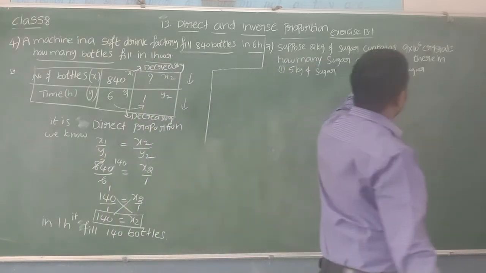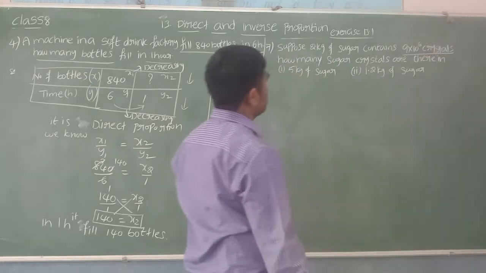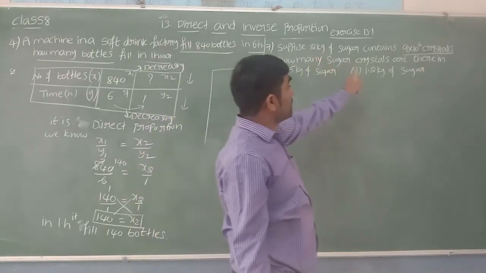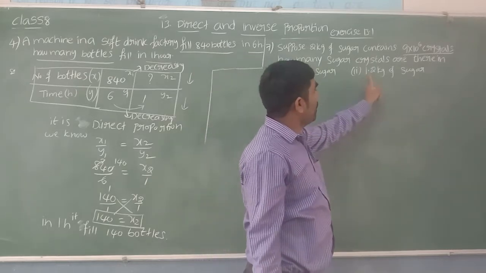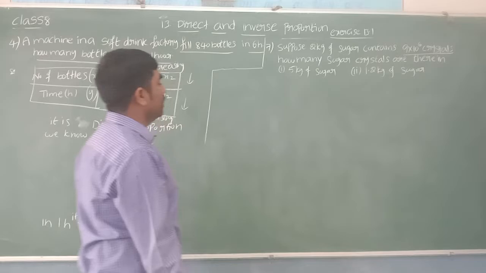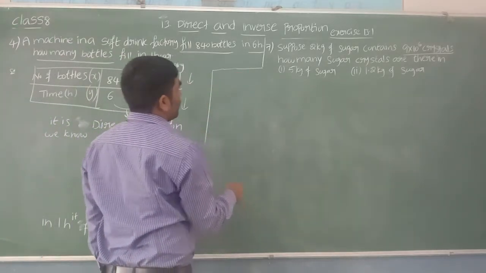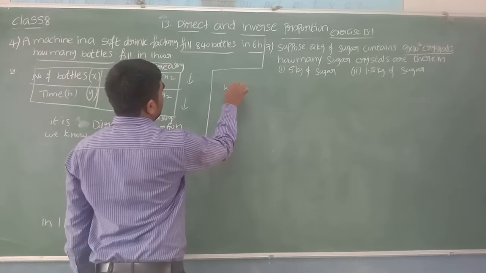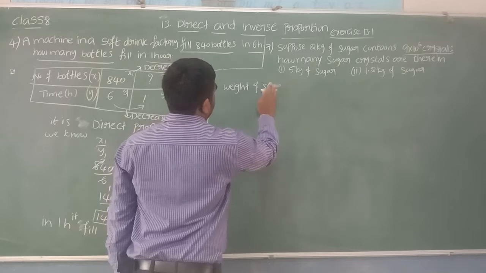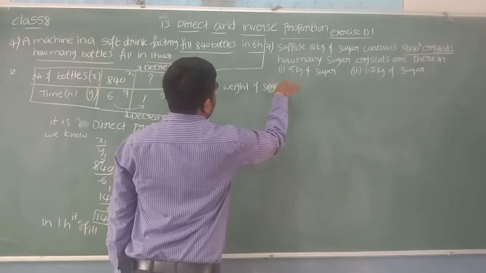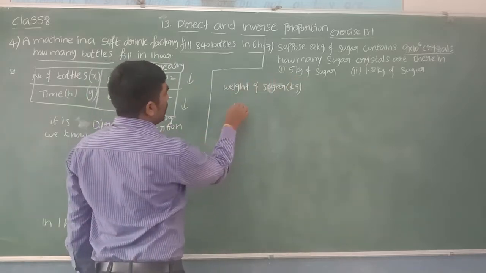Suppose 2 kg of sugar contain 9 into 10 power 6 crystals. How many sugar crystals are there in 5 kg of sugar and 1.2 kg of sugar? Here the two quantities are: first, the weight of sugar in terms of kg, and second, the number of crystals.